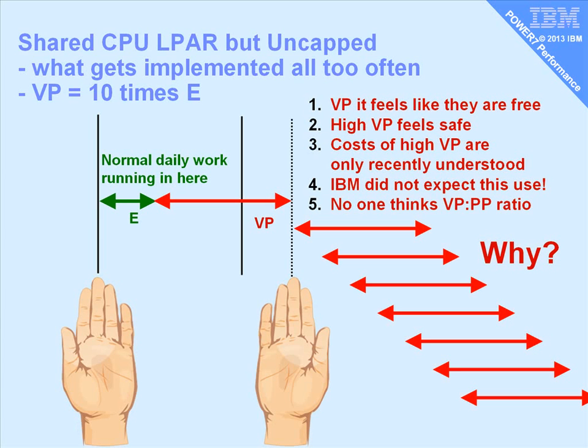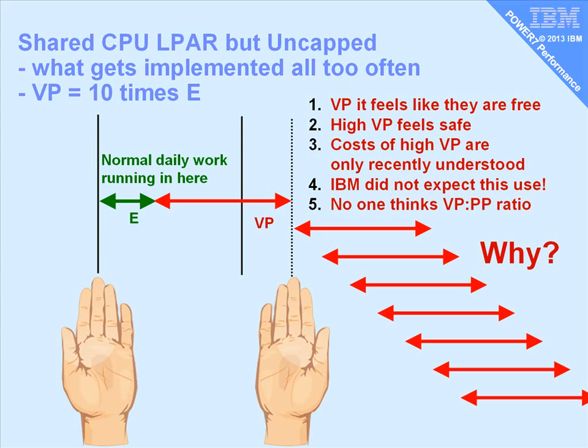But there's quite a high cost for these high VPs, and it's only recently that we understood the cost of doing that. IBM, I think, didn't really expect users to go for these extreme E to VP ratios. If we add it up for the entire box, we have this virtual processor to physical processor ratio, and I've seen values of 400%. If all the LPARs want to use all their VPs, we'd need a machine four times the size to run that. That's quite a high-risk way of running your machine.